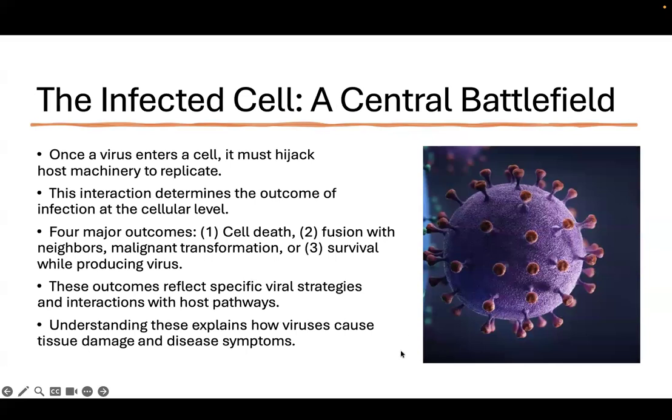As we know, the central battlefield when it comes to a virus versus a human always starts in a cell, because the virus, as we said, is an obligatory parasite. It has to go inside a cell to live and to replicate itself. Once inside the cell, four outcomes can come up. One is cell death. Second is fusion with the neighbors. Third is malignant transformation, and fourth is survival while producing viruses.